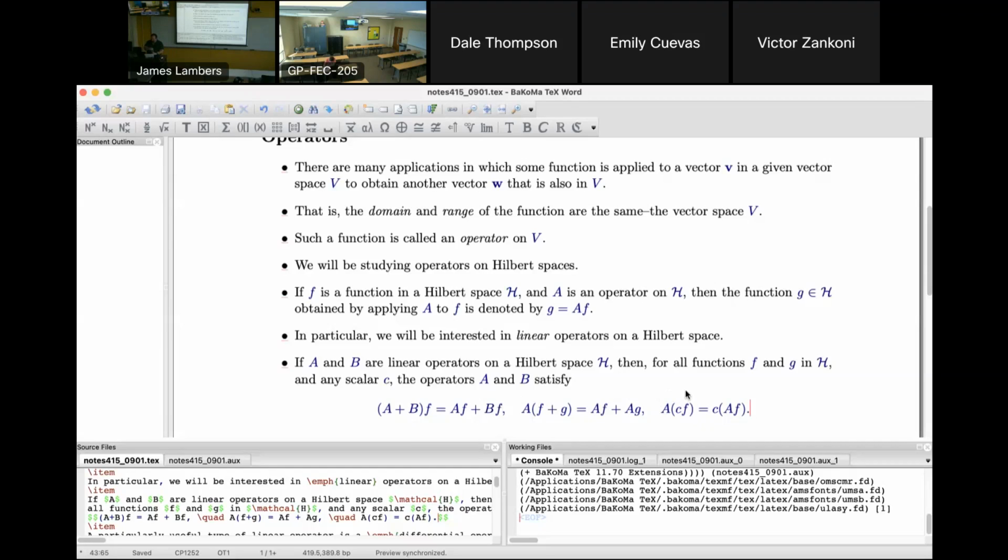Maybe you remember from a linear algebra class the notion of a linear transformation. A linear transformation is a function that has some vector space as its domain and a different vector space as its range. A linear transformation would satisfy these properties also. And when a linear transformation has the same vector space as both its domain and range, then it's a linear operator on that vector space. So that's exactly what I'm talking about here.